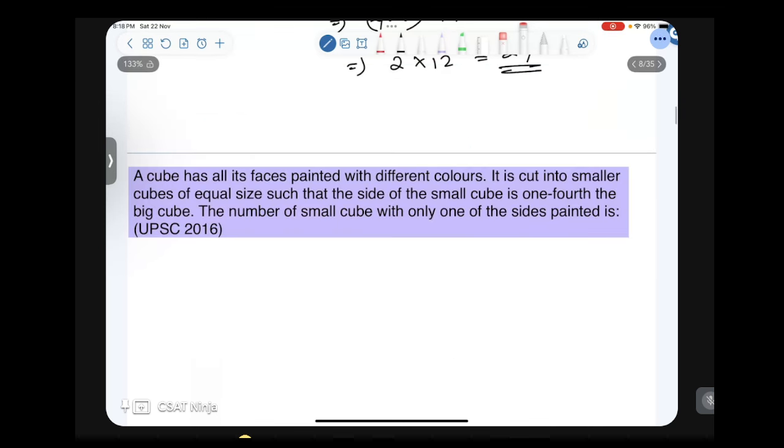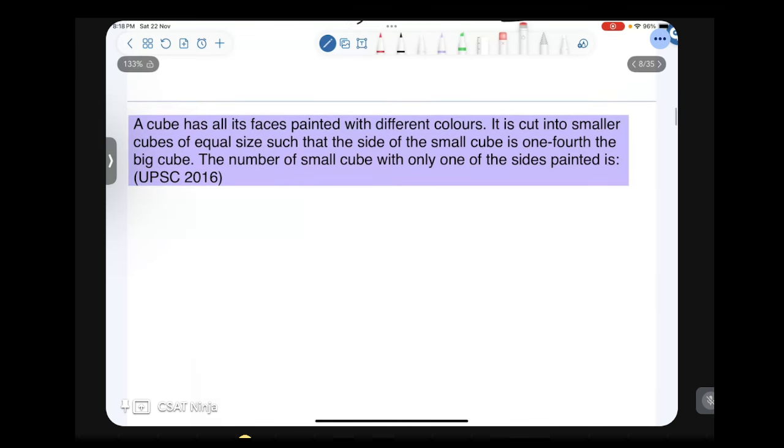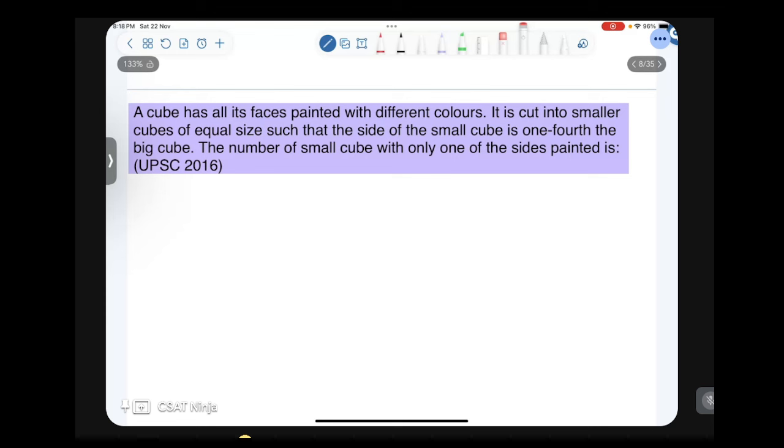Let's go to the next question. The next question is this. A cube has all its faces painted with different colors, and it's cut into smaller cubes of equal size, such that the side of the smaller cube is 1/4 of the bigger cube. I'll just write S1, the side of the smaller cube, is 1/4 of the bigger one.